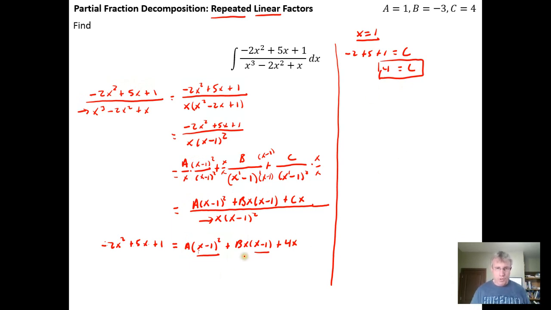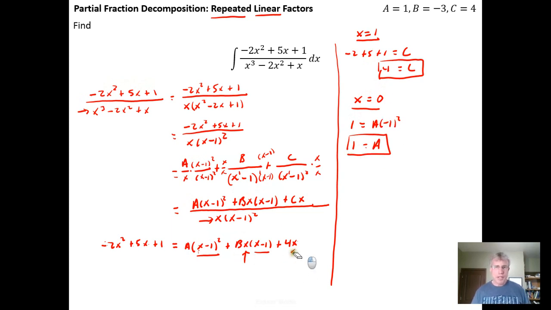The next good value to choose would be x equal to 0, because if we choose x equal to 0, we'll zero out each of these two terms. So a good choice is x equal to 0. When we plug in x equal to 0, we get just a 1 on the left-hand side, because negative 2 times 0 squared plus 5 times 0 plus 1 is just 1, equals. When we plug in 0 on this side, both of these terms zero out because we get multiplication by 0. So we get a times 0 minus 1, negative 1 squared. We just get a times negative 1 squared. So we find out that a is just equal to 1. So there's our value for a.